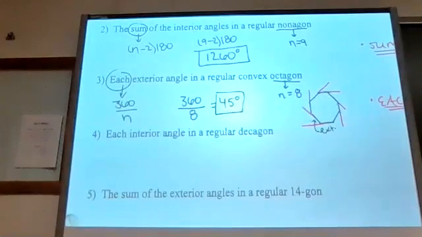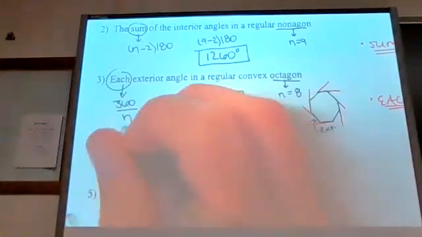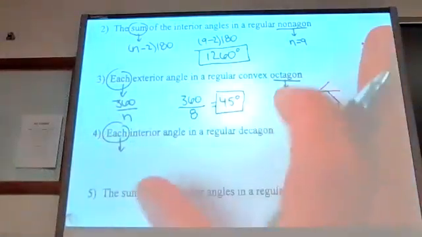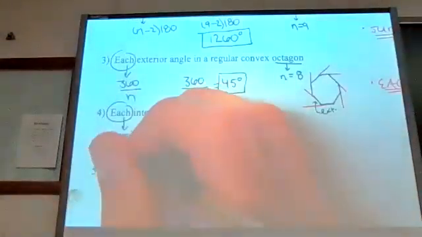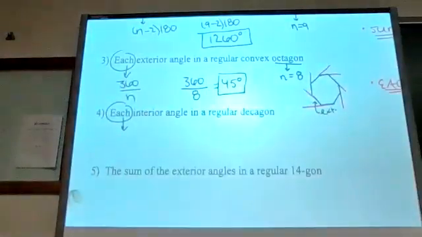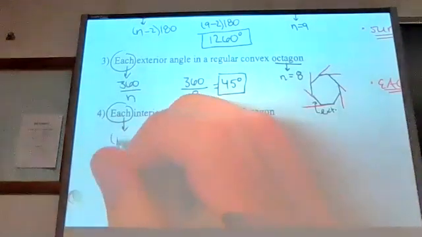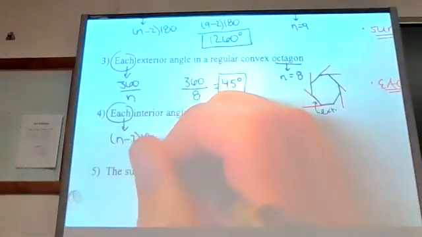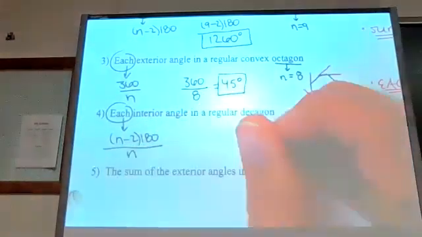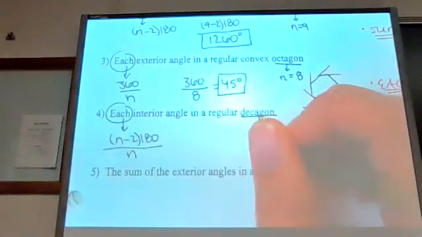Number 4, it asks for each interior angle. What is my formula for each interior angle? N minus 2 times 180 over n. And it says a decagon. How many sides does a decagon have?